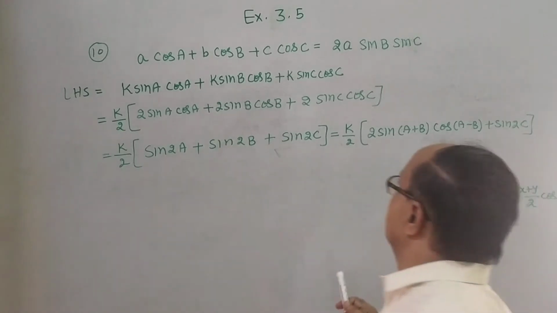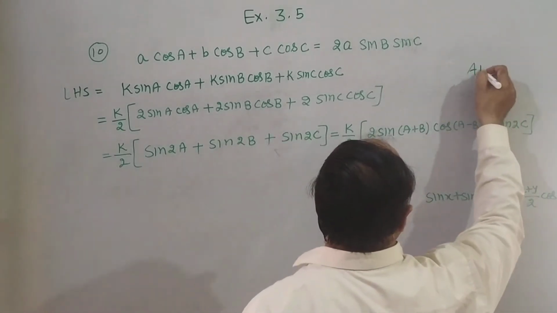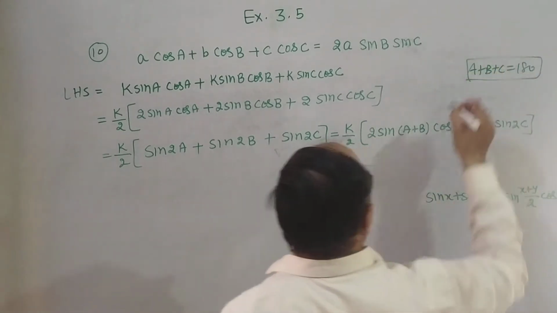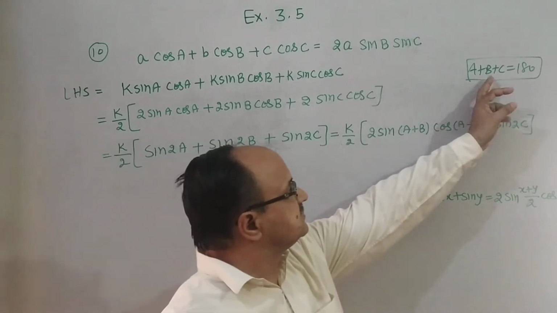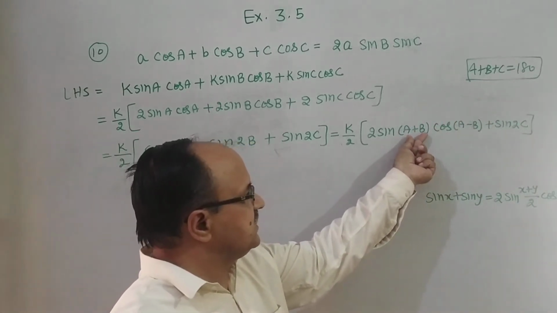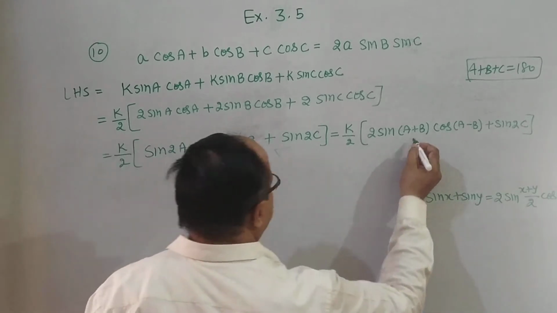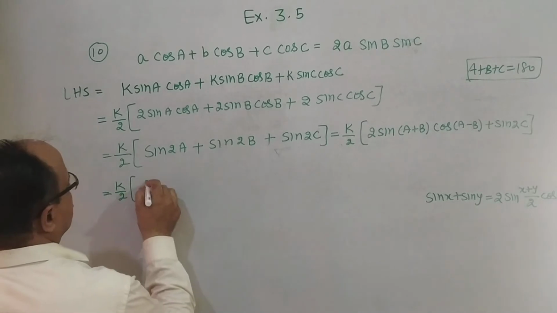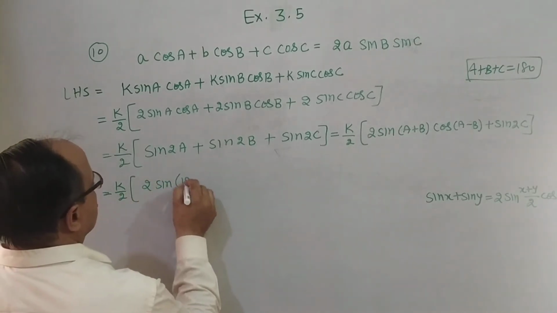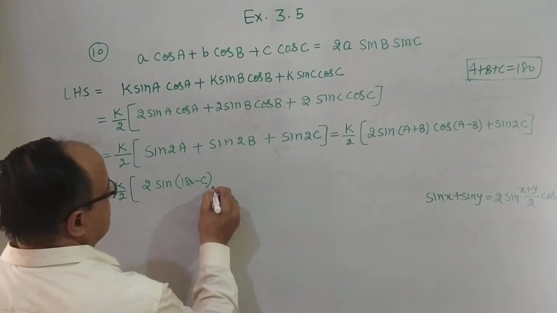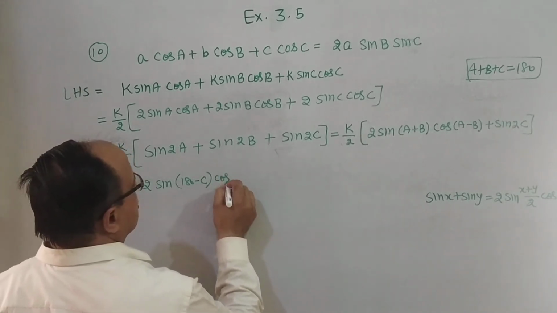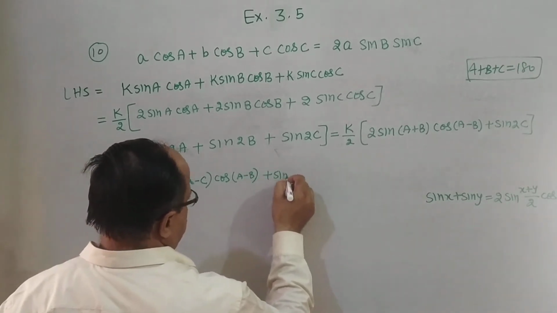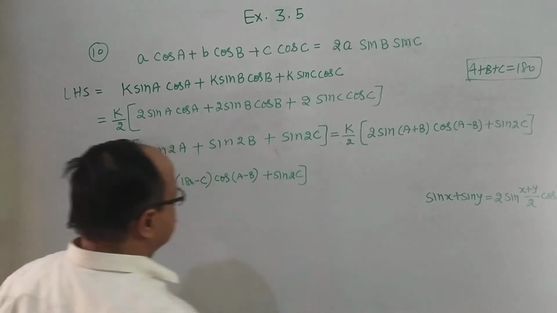Clear? And you know that in triangle ABC, A plus B plus C is equal to 180. So from this relation, put the value of A plus B here. K by 2 into twice sin (180 minus C) cos (A minus B) plus sin 2C, correct?